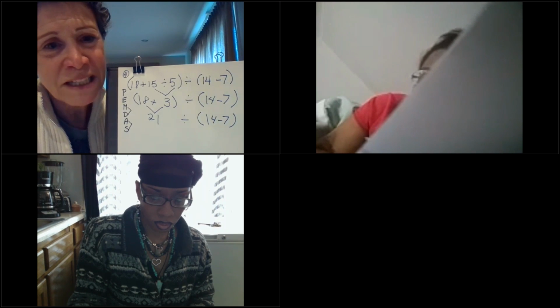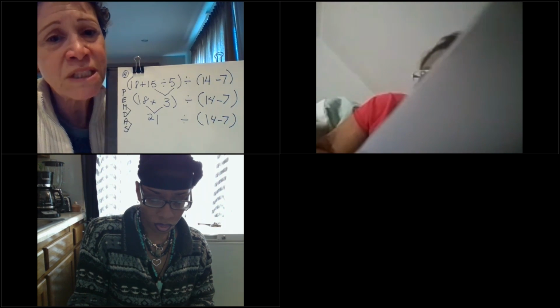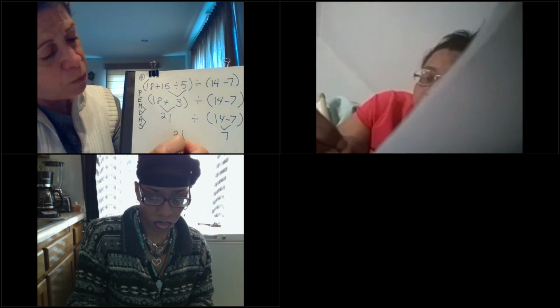Now I have 21 divided by, this time it's 14 minus 7. I'm still going to work with the parentheses before I go on to anything else. So 14 minus 7 is 7. I'm going to put in the rest of the problem: 21 divided by 7. Now I only have one thing left to do, which is 21 divided by 7, which gives me an answer of 3.